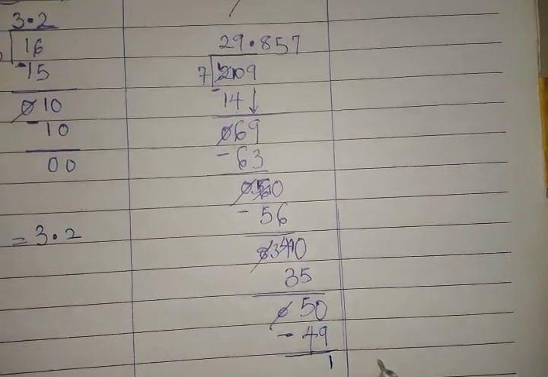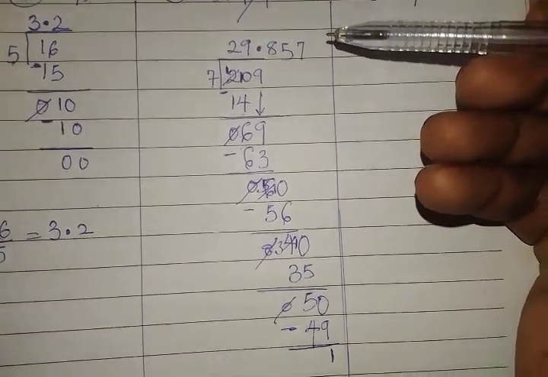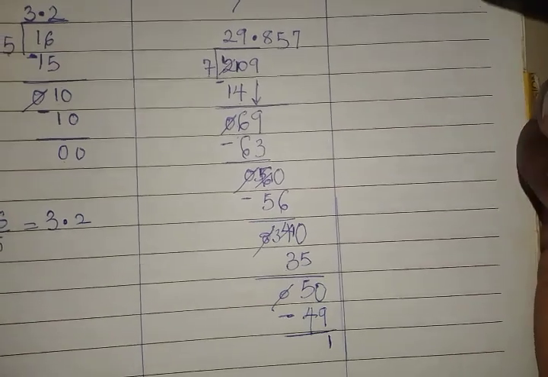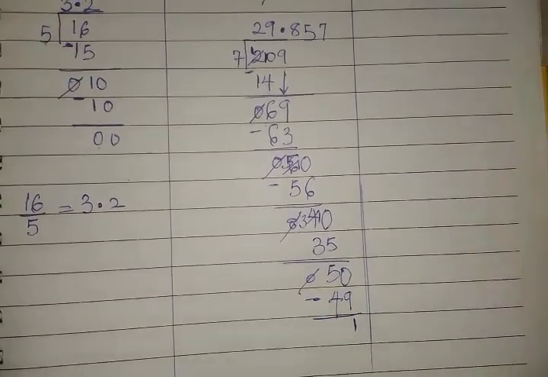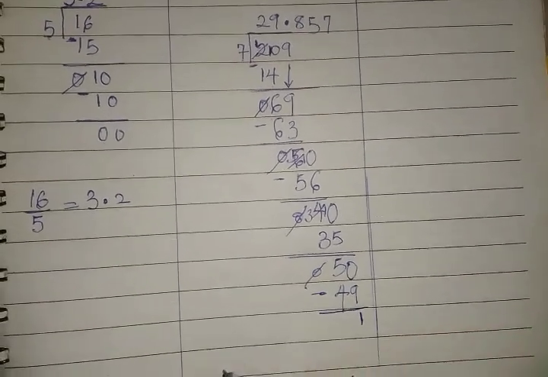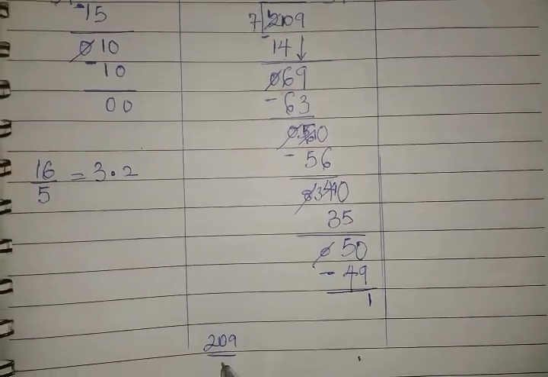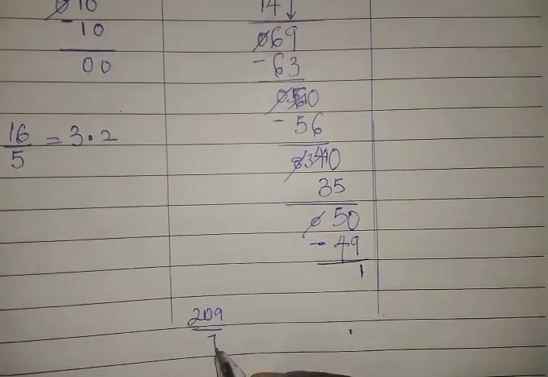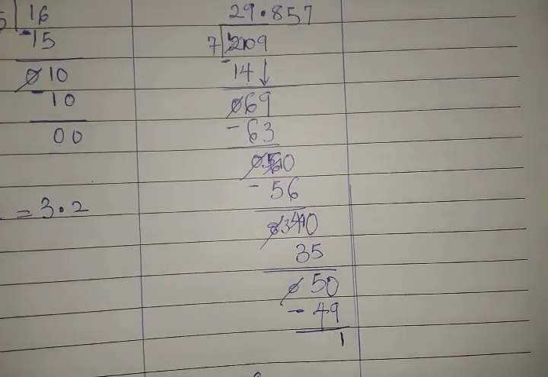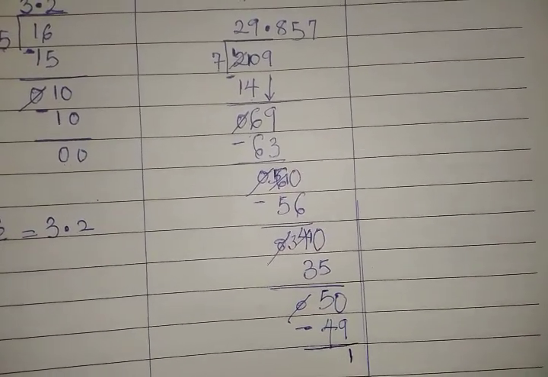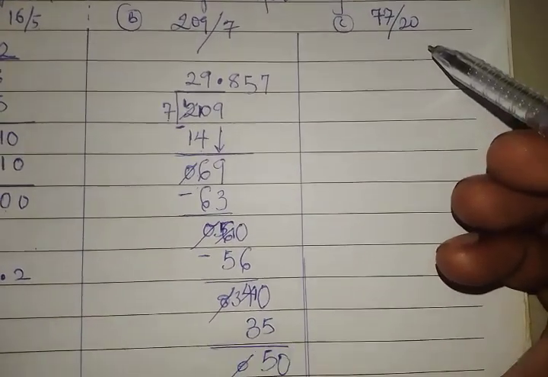Okay? We can stop here, and I'll tell you why. The moment you have close to 3 decimal places, you're free to stop, because the more we continue, we'll keep having numbers occurring and the decimal places will be increasing. So our final answer for 209 divided by 7 will be, here is our answer, 29.857.